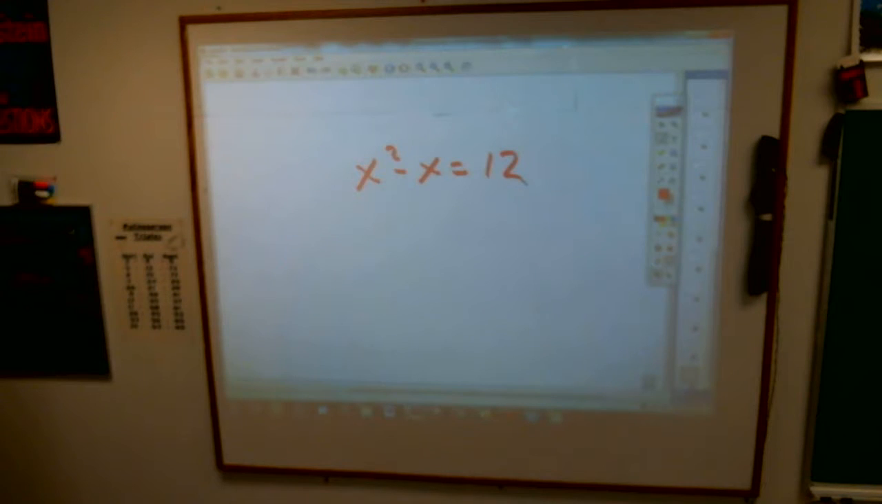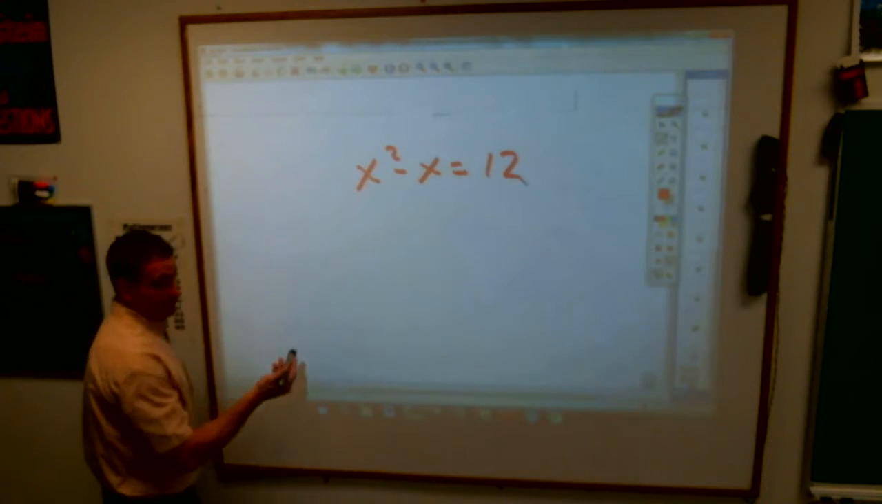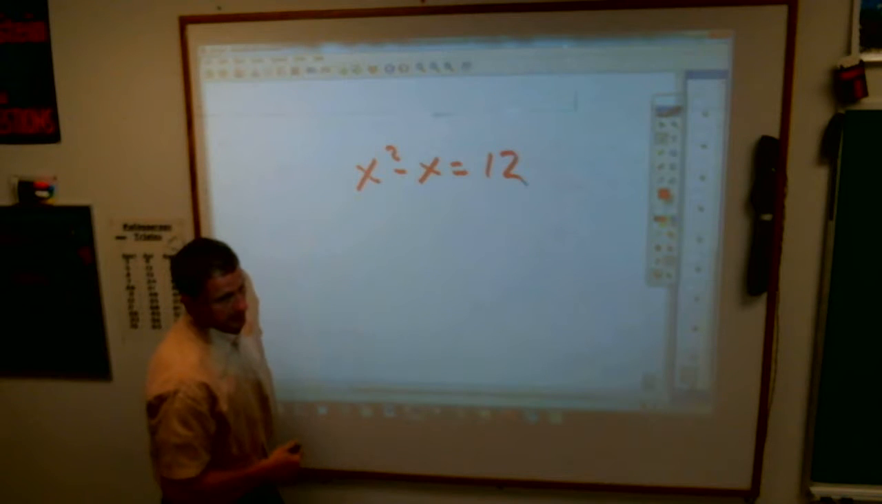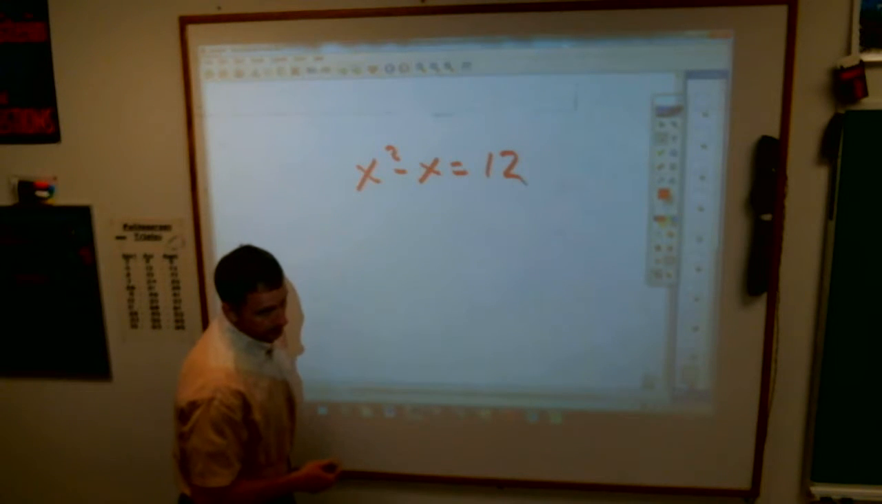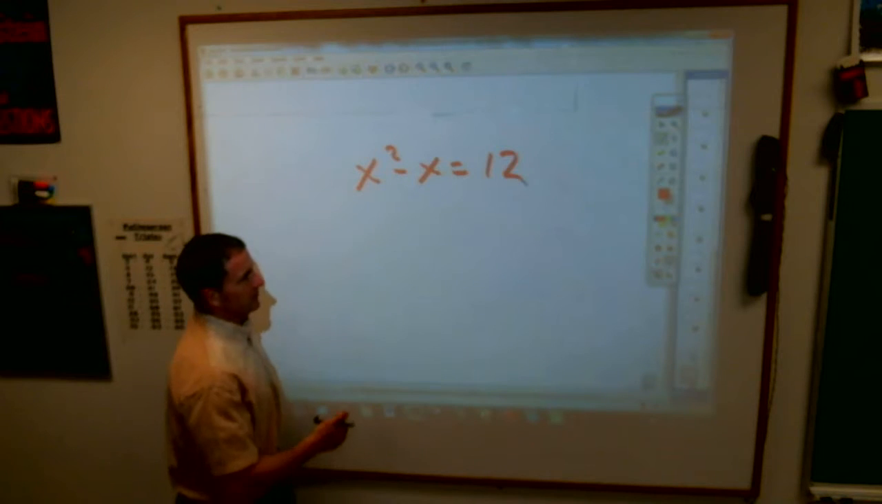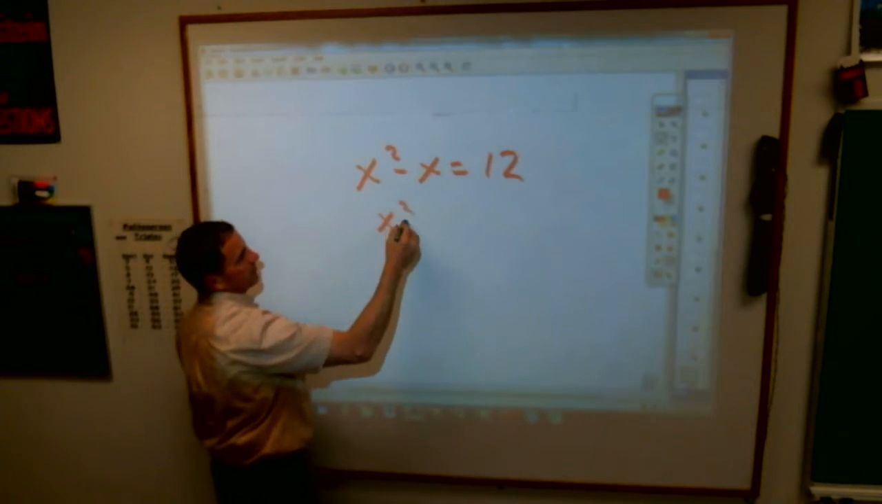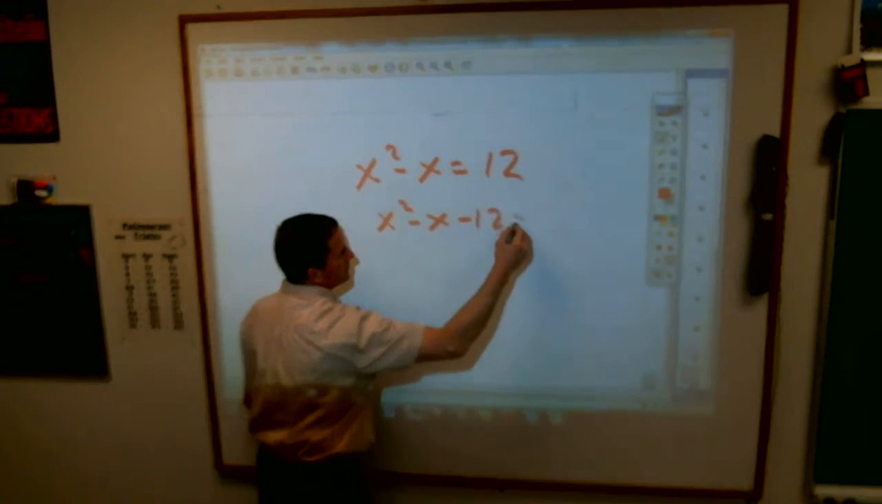What type of equation is it going to be? We just talked about them yesterday. What's the equation when you have an x squared in it called? Quadratic. So you could graph it, use a parabola and find where it crosses, or you could try to solve it by factoring. Yeah. How do I factor this? What do I have to do? Set it equal to 0. So x squared minus x minus 12 equals 0, right?